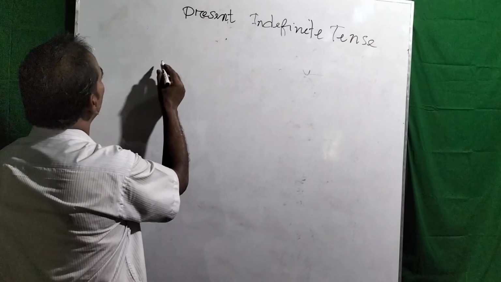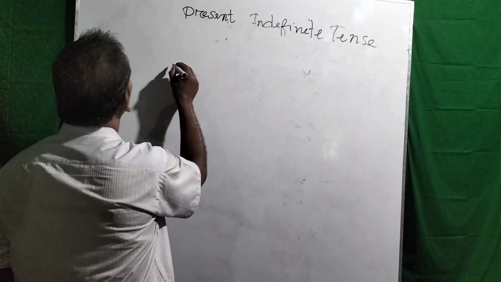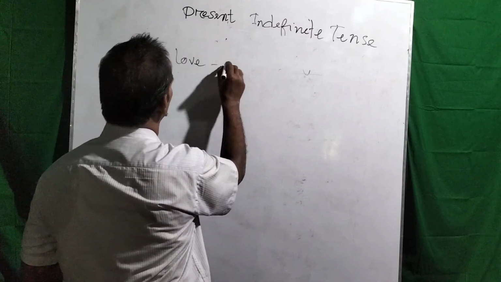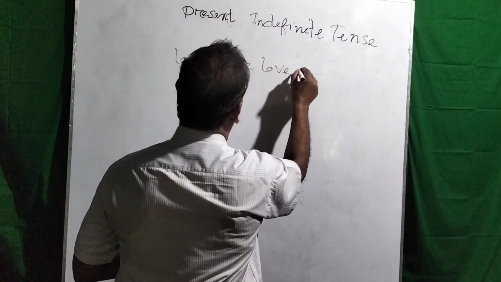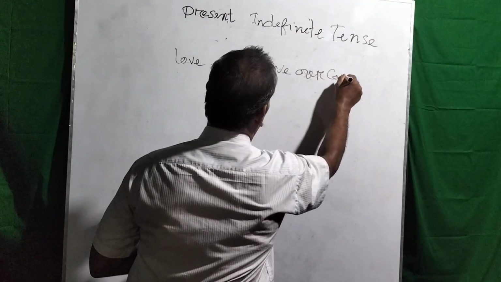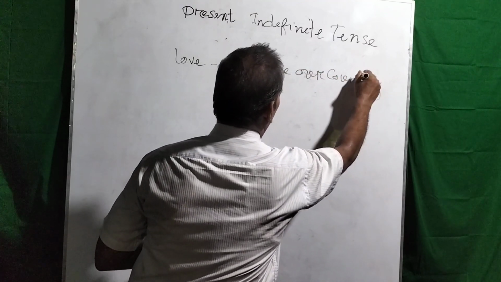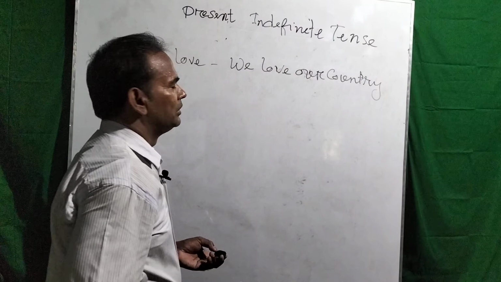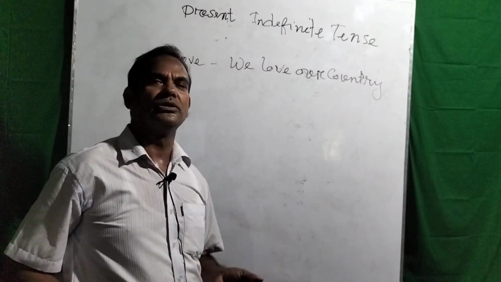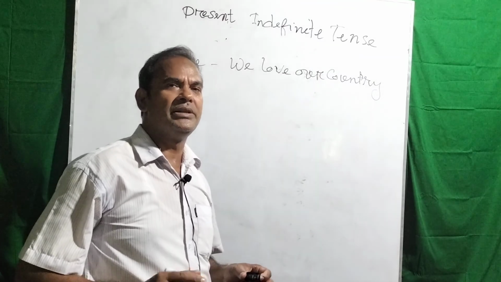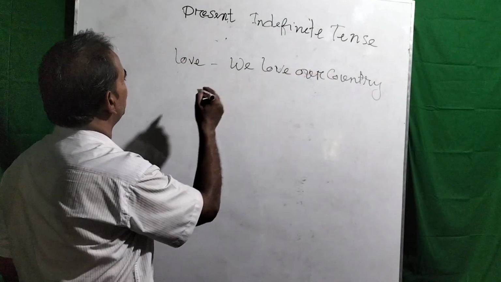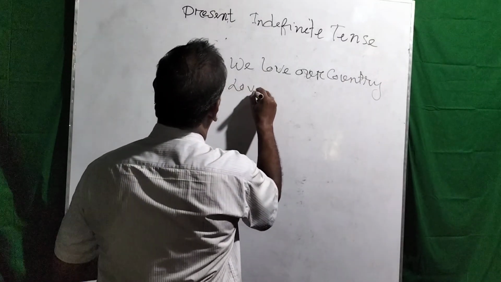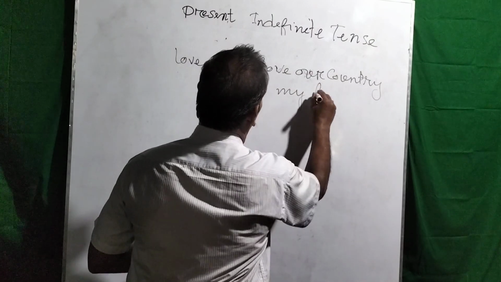Look, we really use love in the present indefinite tense. We love our country. Please try to remember that the verbs of emotions or feelings we can use in present indefinite tense. We love our country. I love my friend.